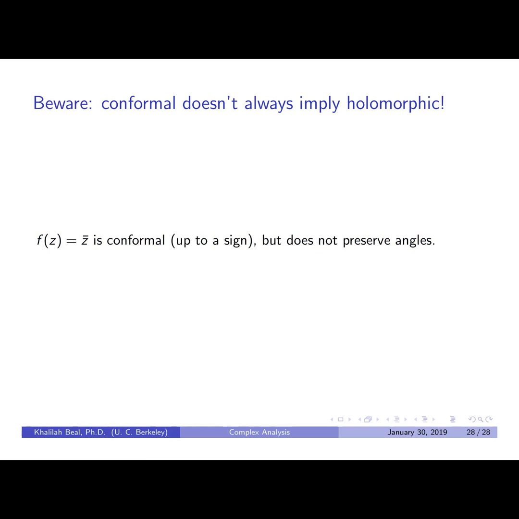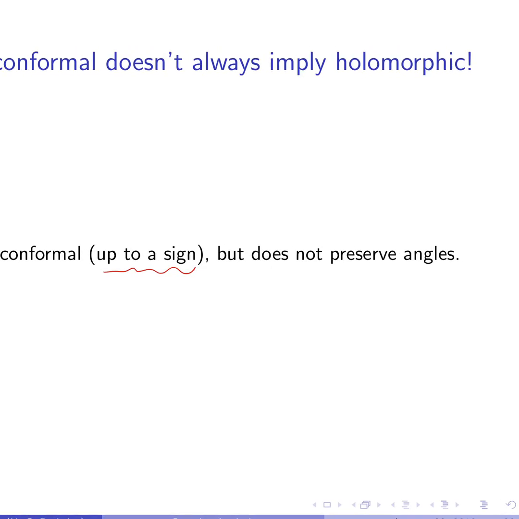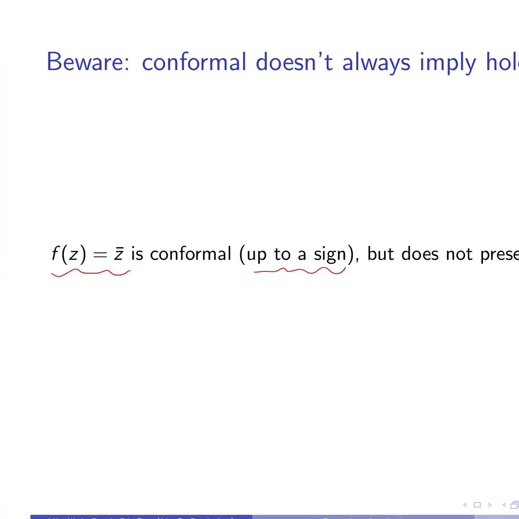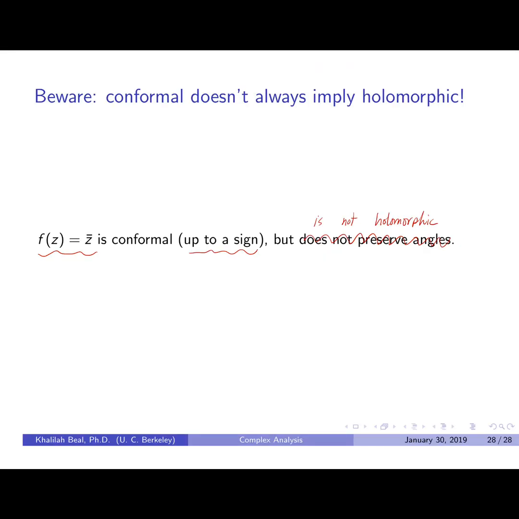All right. A few last words. Beware. It is not the case that conformal always implies holomorphic. So for instance, we've got a function here, f of z equals z bar. It's conformal up to a sign, right? You're only off by a plus or minus, but it doesn't preserve angles. And we know that this does not preserve angles, but is holomorphic. Sorry, that's a typo there. It's not holomorphic.